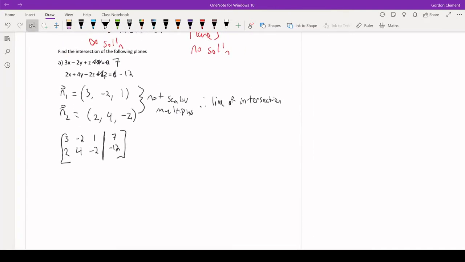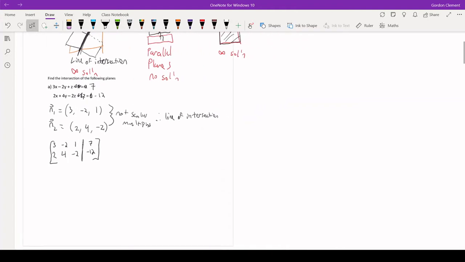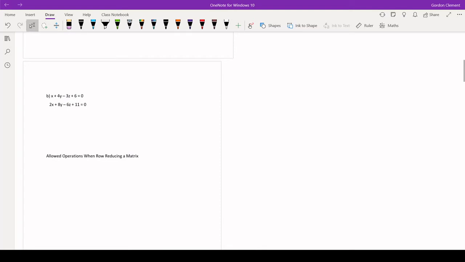When you have that vertical line in there, it's actually called an augmented matrix, if you want some fancy words. And what we're going to do is row reduce this matrix to get to our line of intersection. So this all sounds kind of crazy, but basically I'm going to jump down to the allowed operations when row reducing a matrix on the next.